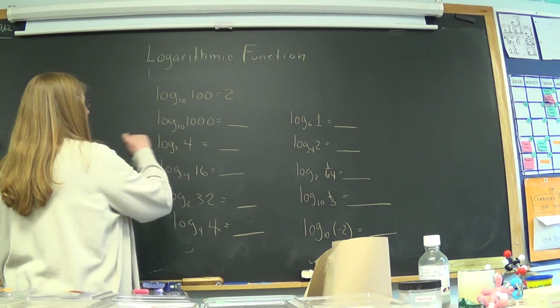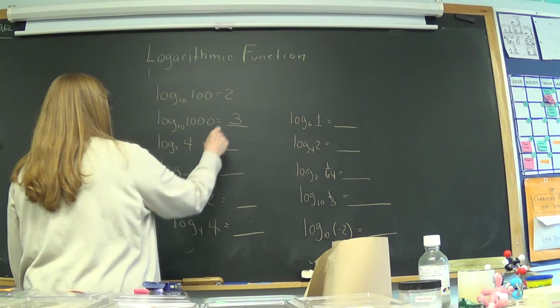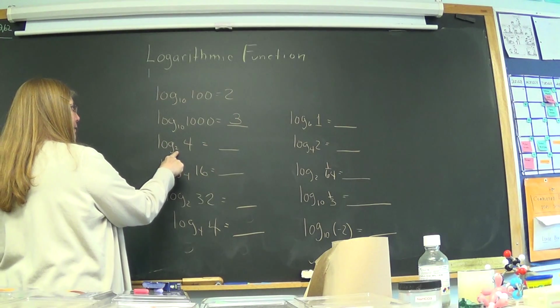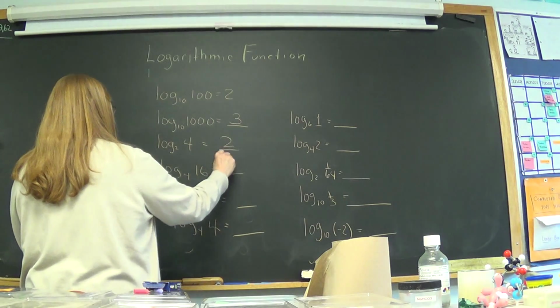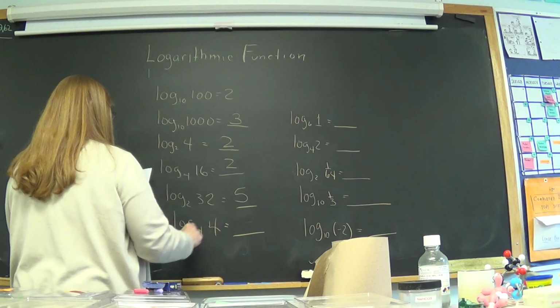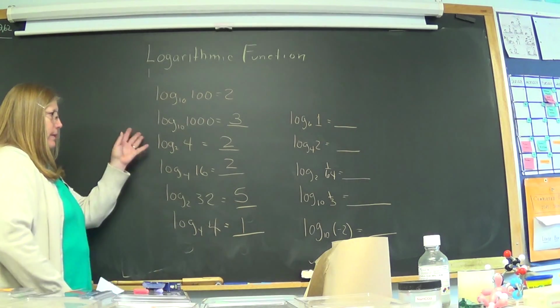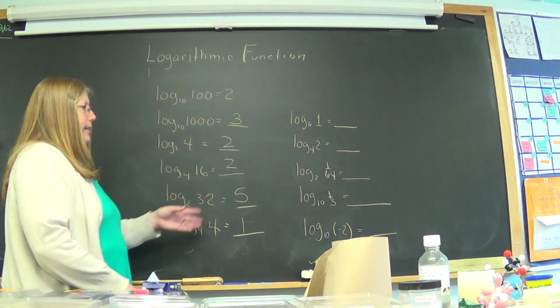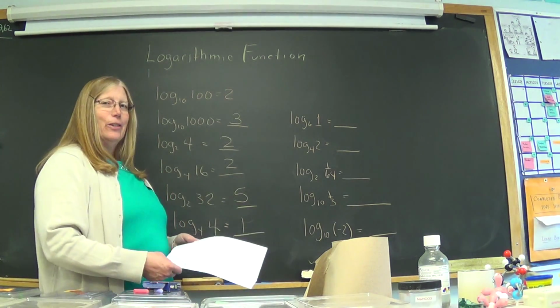Log base 10 of 1,000: what exponent do I give 10 to get 1,000? What exponent here do I give 2 to get 4? What exponent do I give 4 to get 16? What exponent do I give 2 to get 32? What exponent do I give 4 to get 4? So I'm expecting success on this side. This side, I'm also expecting success, but you'll have to think a little harder.